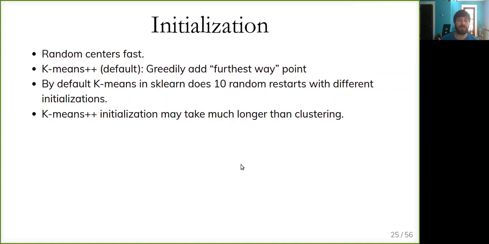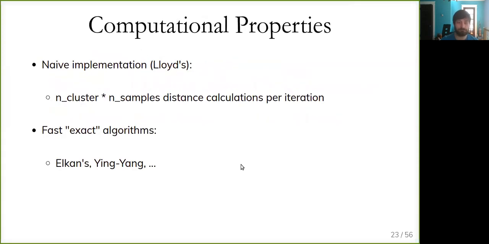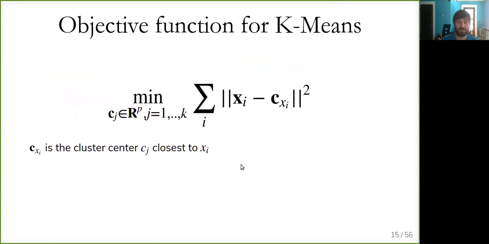By default, k-means does 10 random restarts with different initializations, so keep that in mind. If you just want a quick result, you can set the number of initializations to one in scikit-learn, and it doesn't do multiple random restarts. Between the multiple random restarts, it uses the actual objective function, the thing that we are actually trying to optimize, and the one that minimizes the sum of squared distances is the cluster center that we pick out of these 10 random restarts.